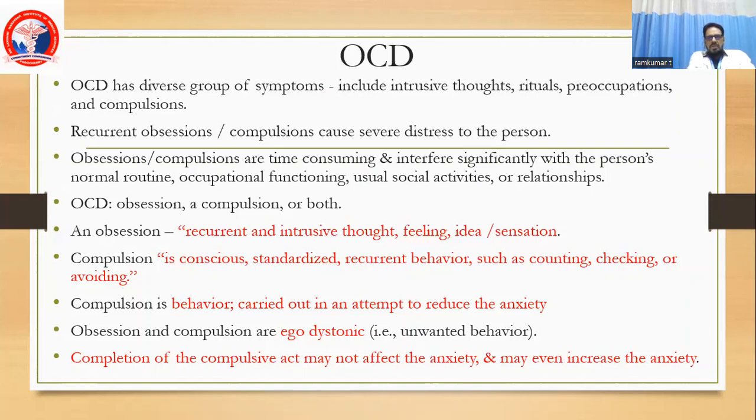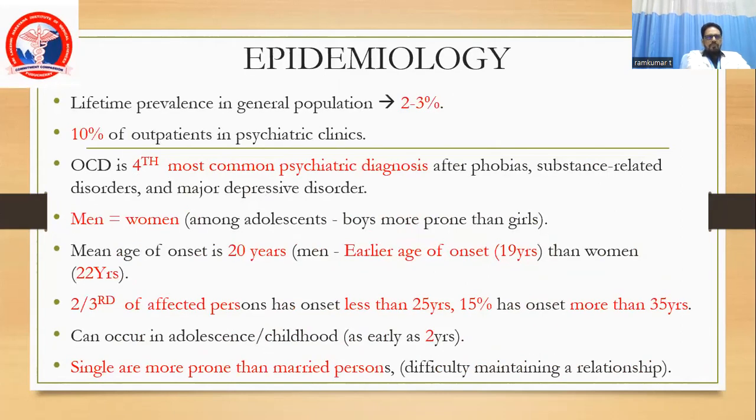An obsession is a recurrent and intrusive thought, feeling, idea, or sensation. A compulsion is a conscious, standardized, recurrent behavior such as counting, checking, or avoiding. A compulsion is a behavior carried out in an attempt to reduce the anxiety. Obsessions and compulsions are ego-dystonic, that is, unwanted behavior. Completion of the compulsive act may not affect the anxiety and may even increase the anxiety.